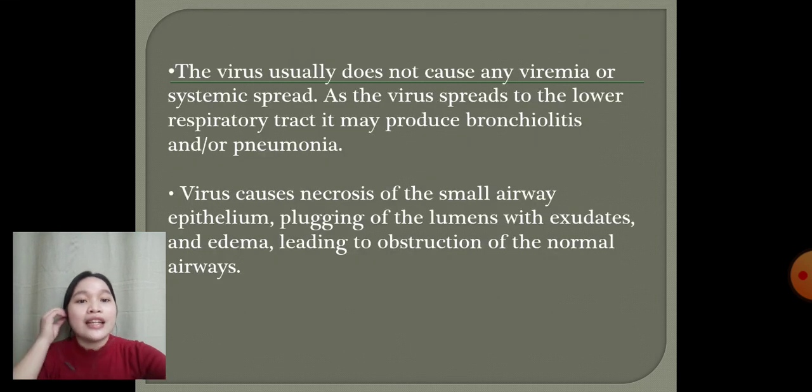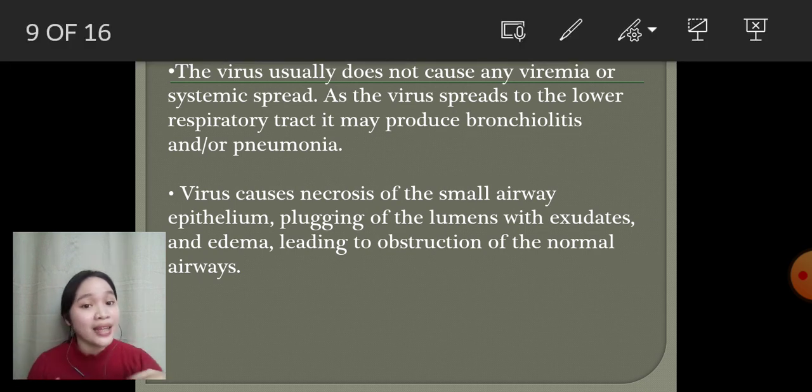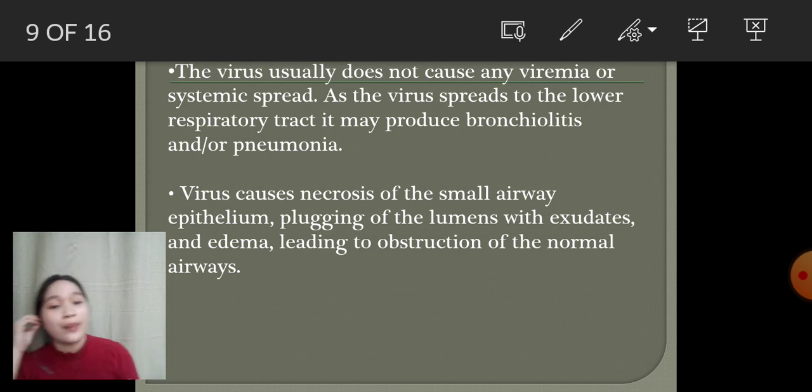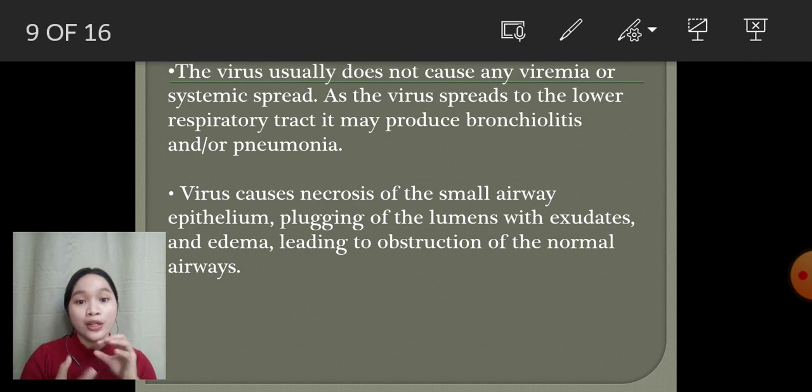Next, the virus usually does not cause any viremia or systemic spread. Once we say viremia, it's when the virus inoculates into the blood, but in the case of RSV, it does not enter our blood, it does not create a systemic spread. It just focuses on the infected cells and does not enter our blood.